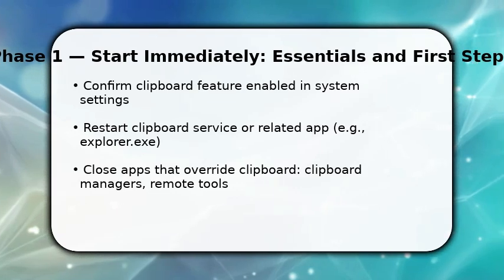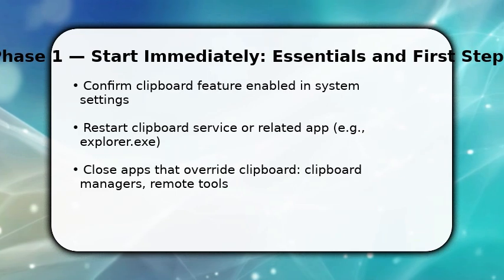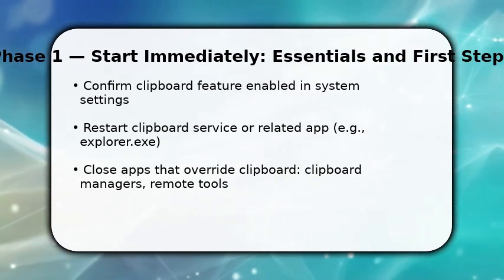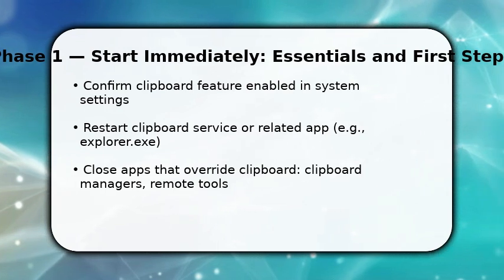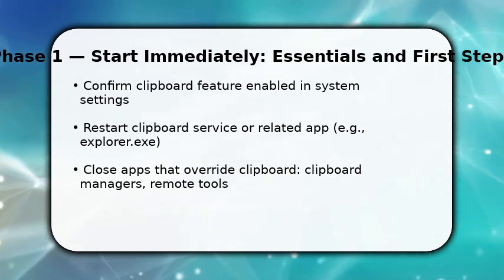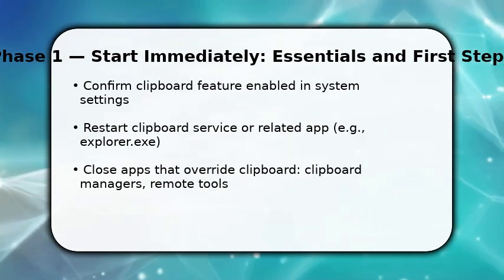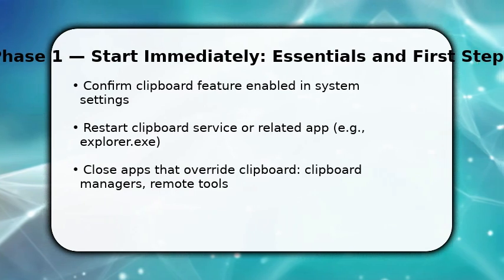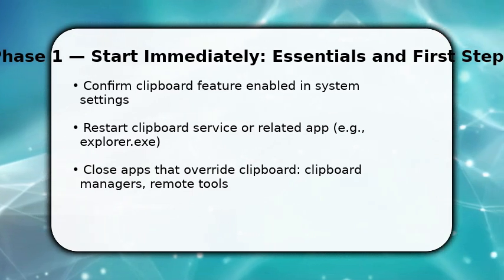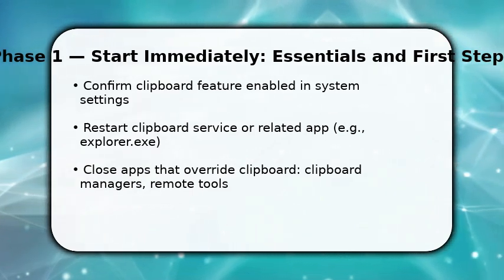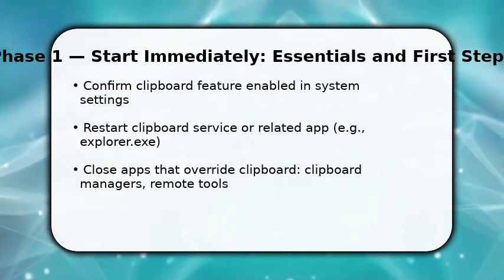You start by confirming the essentials. Make sure Clipboard is enabled in system settings and any Clipboard manager isn't paused. Next, restart the core service. On Windows, that means restarting Explorer.EXE. On macOS, relaunch the Finder. Once done, close apps known to intercept Clipboard data, like remote desktop or third-party managers, because they often block copying. If you're on Linux, restart your desktop shell. These first actions remove common blockers and prepare the system for deeper fixes.